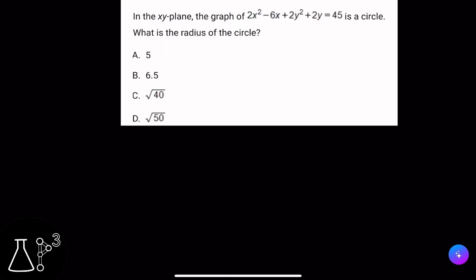Okay, this question's actually pretty tricky. It took me some time to understand it, so let's take our time. In the xy plane, the graph of 2x squared minus 6x plus 2y squared plus 2y equals 45 is a circle. What is the radius of the circle?